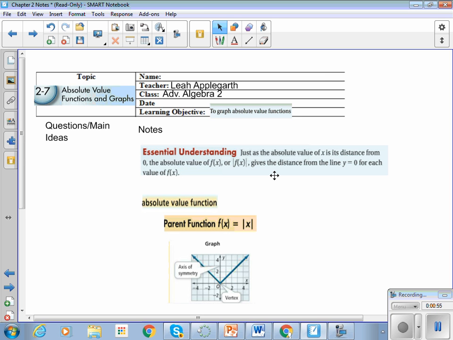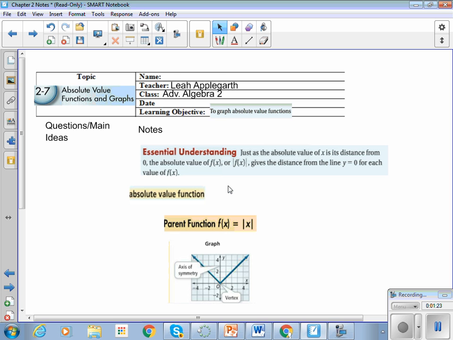So just as the absolute value of x is its distance from 0, the absolute value of f of x gives the distance from the line y equals 0, which is that horizontal line, the x-axis, for each value of f of x. All right, so this I do want you to write on your paper.